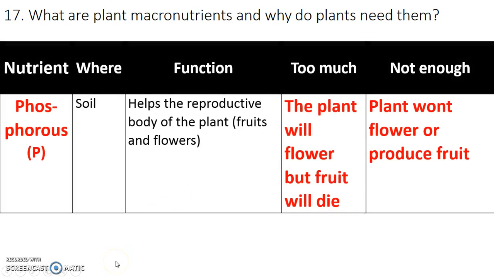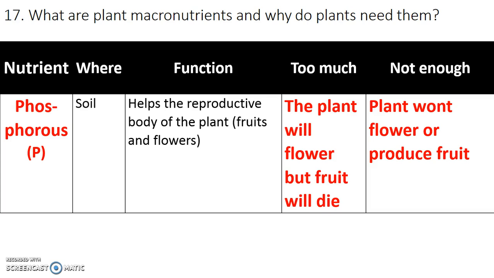The next is phosphorus. Phosphorus is the second macronutrient that plants get from soil, and therefore it's the second macronutrient that's in fertilizers. Phosphorus helps the reproductive body of plants, the fruits and the flowers. It helps produce fruits and flowers. Too much of it, the plant will flower, but the fruit will die because there will be tons of flowers, tons of fruit, and the plant won't be able to actually support and develop all that fruit.